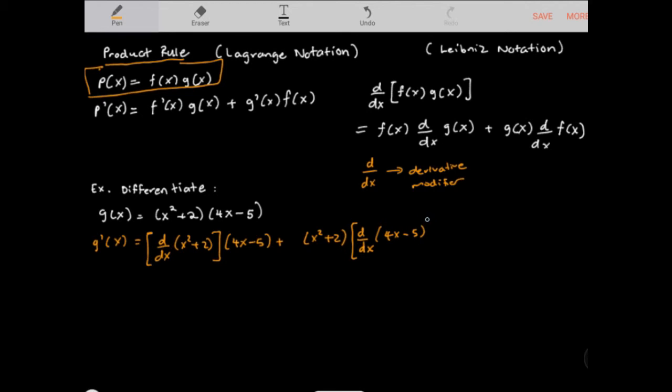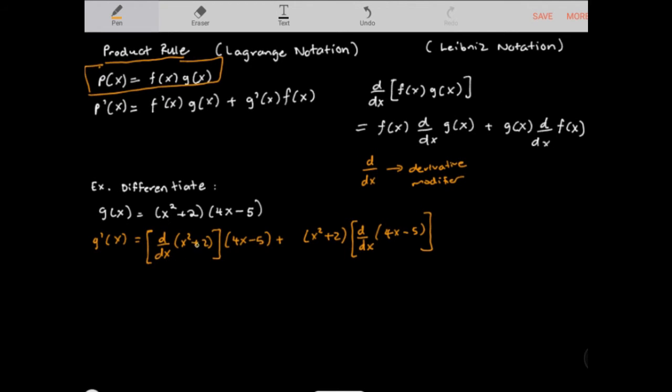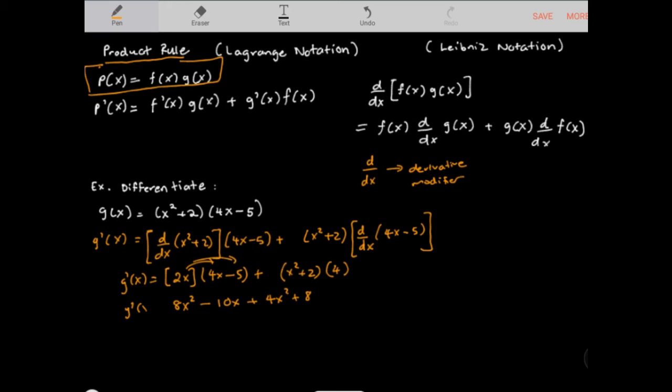You can note that I'm using a combination of Lagrange's notation as well as Leibniz's notation. It really means the same thing, but it's a great way to show your work. So the derivative of x squared plus 2 is 2x times 4x minus 5, plus x squared plus 2 times the derivative of 4x minus 5, which is basically 4. And this is your derivative function, g prime of x. Then I'm just going to expand this out. So you get 8x squared minus 10x plus 4x squared plus 8. And this is g prime of x.